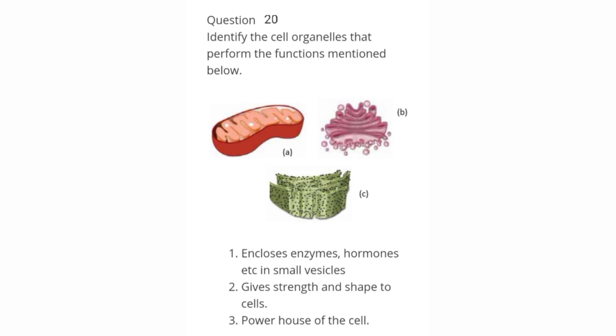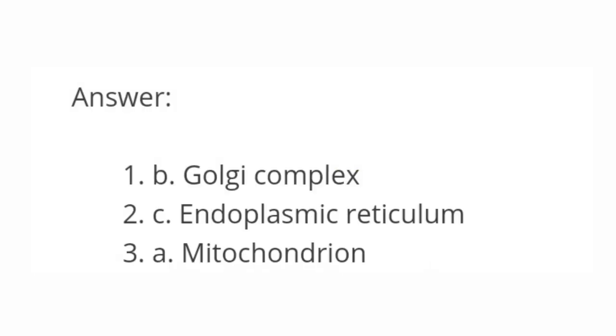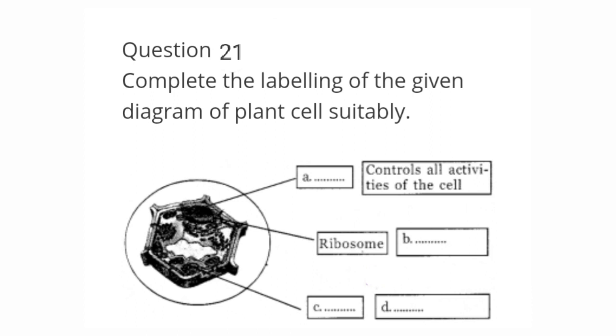Question number 20. Identify the cell organelles that perform the functions mentioned below. First one, encloses enzymes, hormones, etc. in small vesicles. Second one, gives strength and shape to cells. Third one, powerhouse of the cell. Answer: 1. B. Golgi complex. 2. C. Endoplasmic reticulum. 3. A. Mitochondrion.